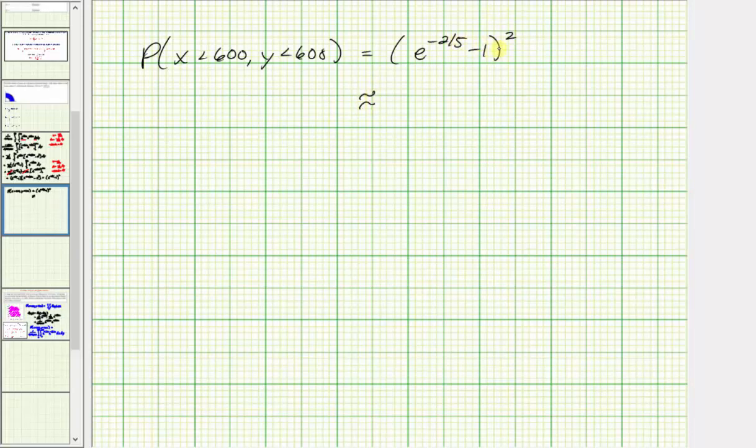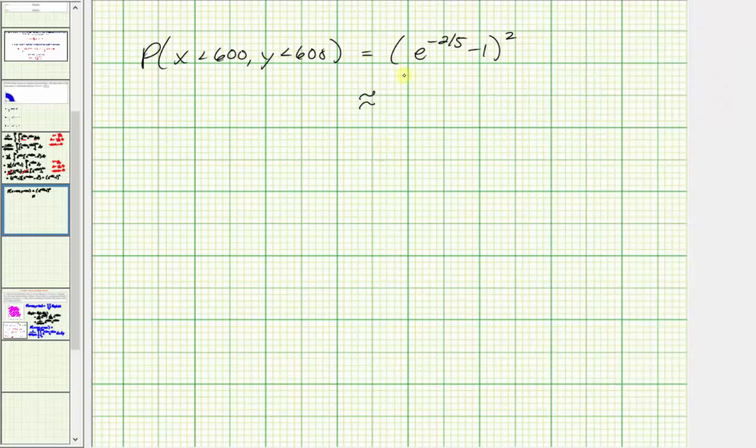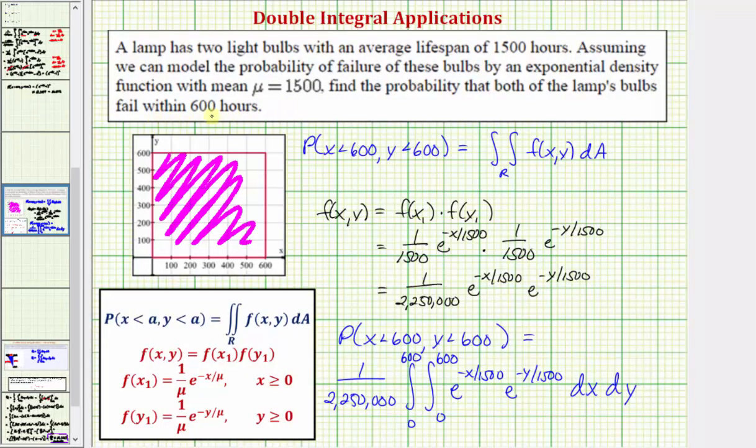Let's convert this to a decimal using the calculator. We have open parenthesis, second natural log brings up e, power of negative 2 divided by 5, right arrow, minus 1, close parenthesis, and then squared, enter. So we get approximately 0.1087, which as a percentage would be approximately 10.87%. So again, this is the probability that both light bulbs will fail within 600 hours.